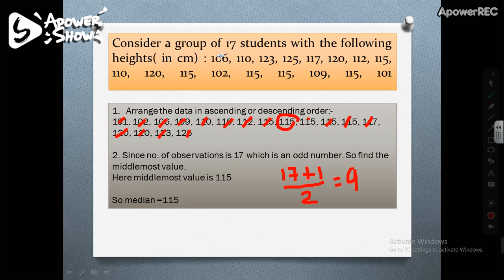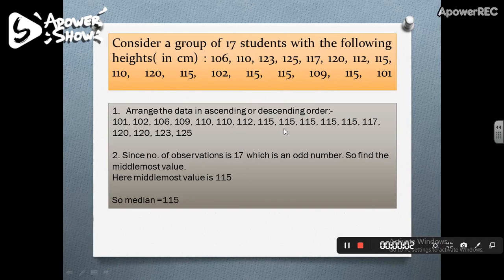Now this median divides our whole set of observations into two groups: the first group which lies before this value, and the second group which lies after this value. So the teacher keeps this student as a referee in the game and divides the rest of the 16 students into two groups. In this way, our median helps us divide a group of 17 students into two groups equally.